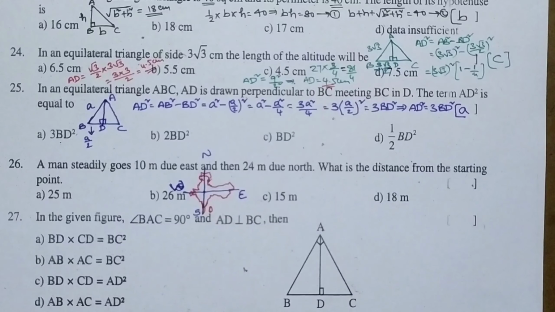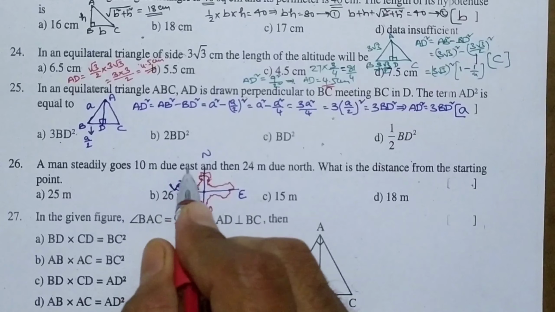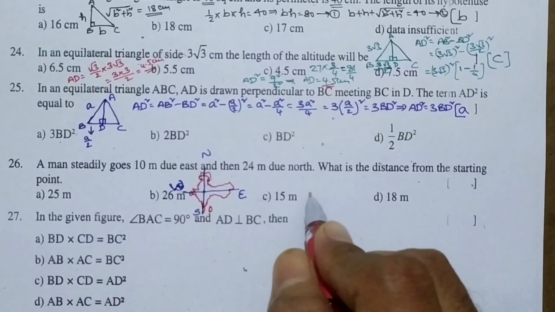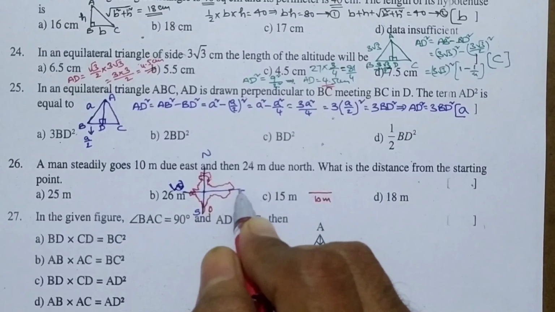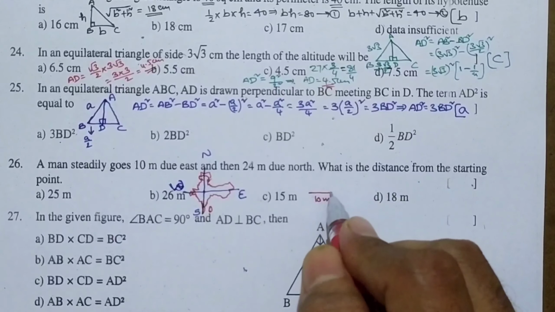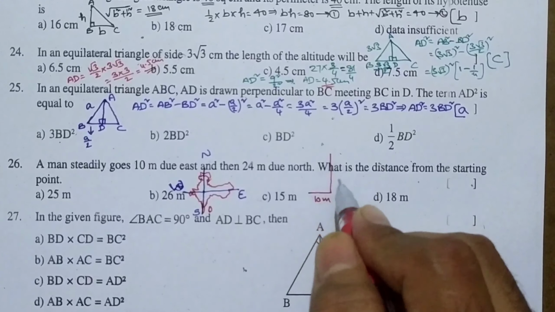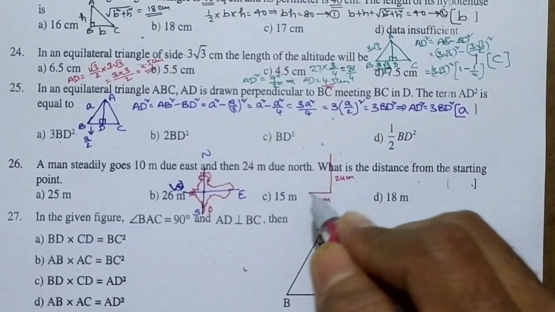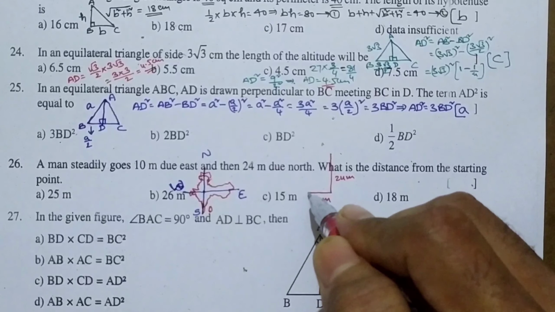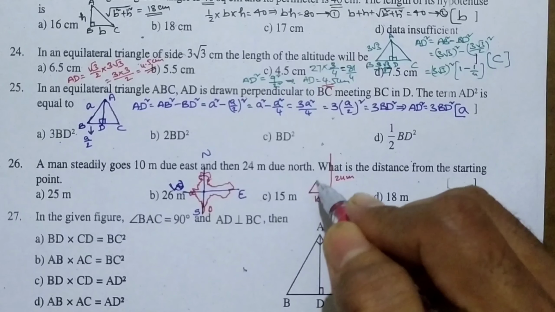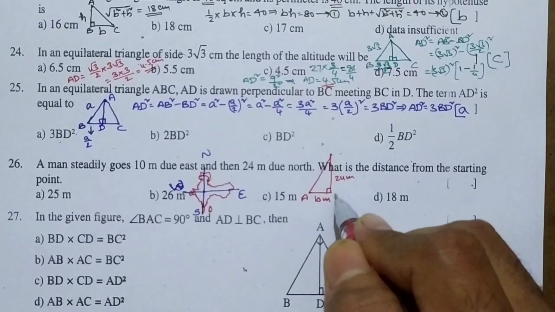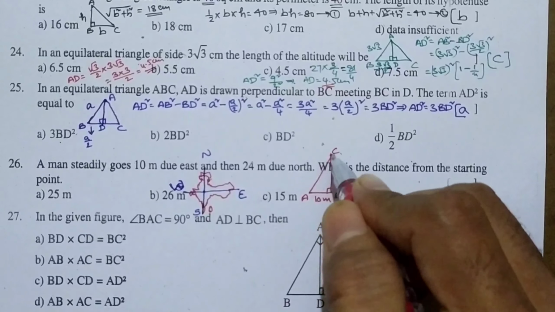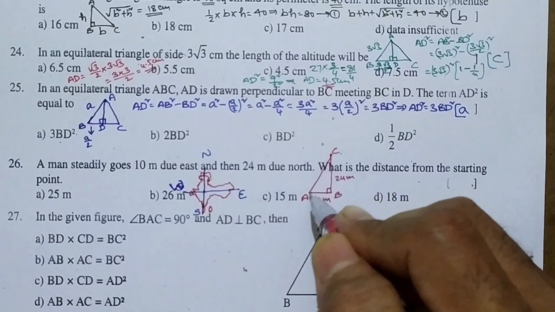Now see, 10 meters due east. So from here he walked 10 meters due east. And from this point, due north means he should go up. So here this is 24 meters. From here it is 24 meters due north. Now the question is, what is the distance from the starting point? So this distance is asked. For example, you can take the starting point as A, this as B, and the final point as C. We are asked to find AC. AC is the question mark.